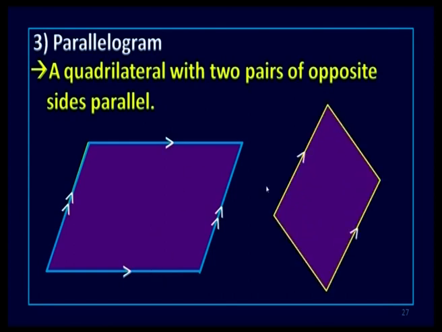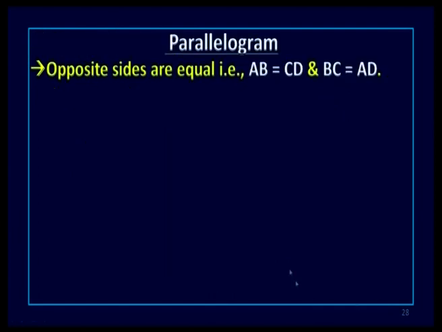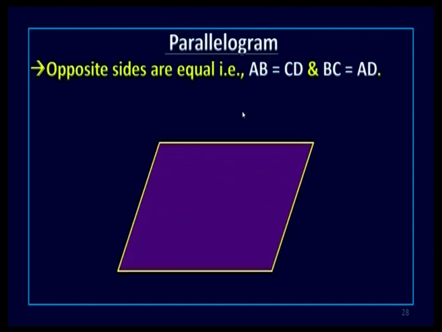I am taking another parallelogram here. Yes, these two sides are parallel to each other, these two sides are parallel to each other. From this what you can understand, children? A quadrilateral with two pairs of opposite sides parallel is called a parallelogram. Opposite sides are equal. Children, in a parallelogram, opposite sides are equal. Here you can understand ABCD is a parallelogram and I can say that AB is equal to CD. Children, here observe AB equal to CD and at the same time BC is equal to AD.